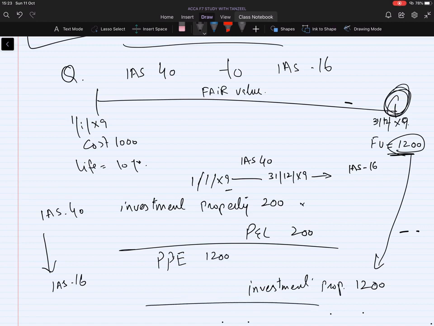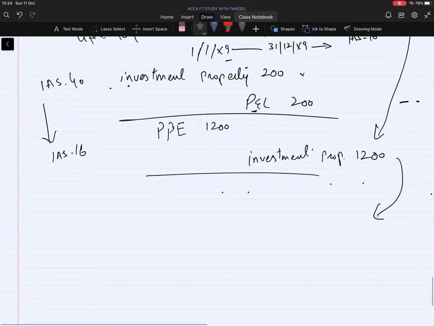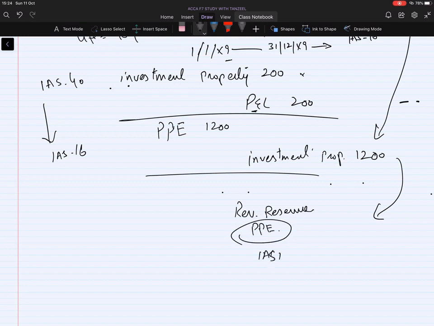So before we change the standard to the new one, all the changes go as per the previous standard. We will revalue using the previous model, and then we will change the standard. Previously we were using investment property, and for investment property all changes go to profit and loss. And after this point any changes in fair value will be taken to revaluation reserve as per PPE, which is IAS 16. So this is our standard.